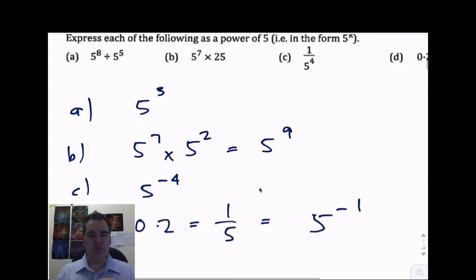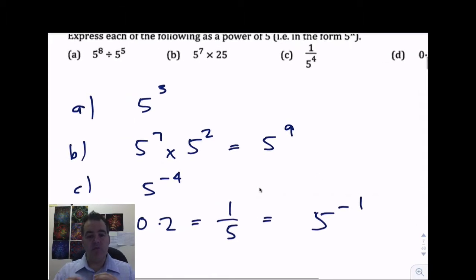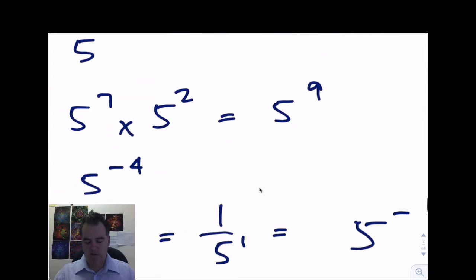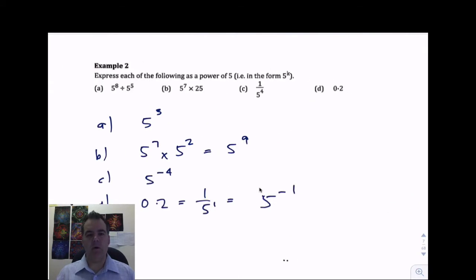And 0.2, which is the hardest one here. If you recognise 0.2 as 1/5, and 1 over 5 is putting the 5 to the top line, 5 to the power of negative 1. Because really, that's 1 over 5 to the 1 there, so the answer is 5 to the power of negative 1.